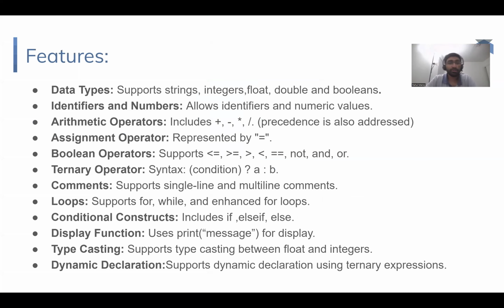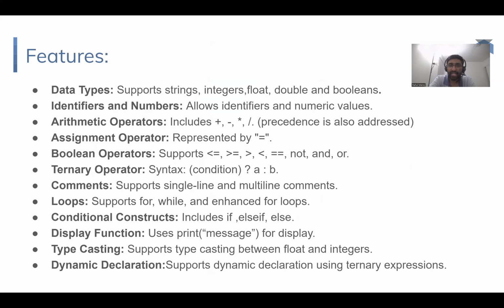So I'll go ahead and talk about the features. As you can see, there are a few features. We have different data types: integer, float, double, and boolean as well. We have string as well. And we handle both identifier and numerical values in different places where we need expressions, operations, conditions, and so on.